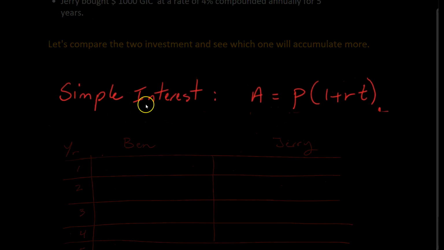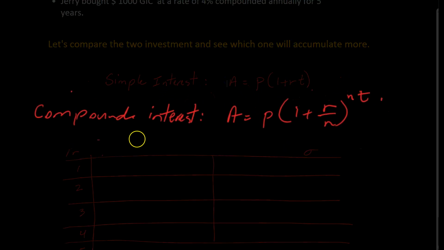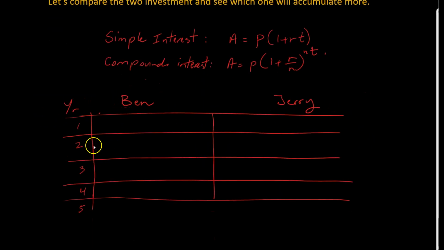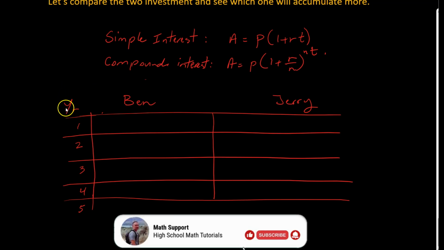Now, the simple interest accumulated formula is given by this right here, A equal to P times (1 plus RT). And the compound interest accumulated amount is A equal to P times (1 plus R divided by N) to the power of NT. And I've created this table here, and we're going to go through each of the years and see how much each one will make and then compare and contrast.